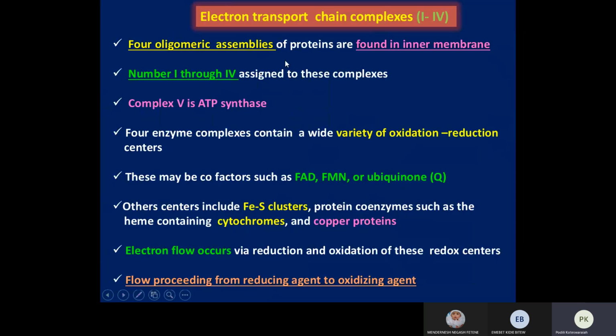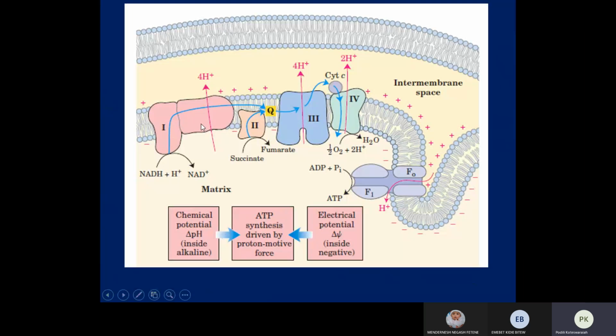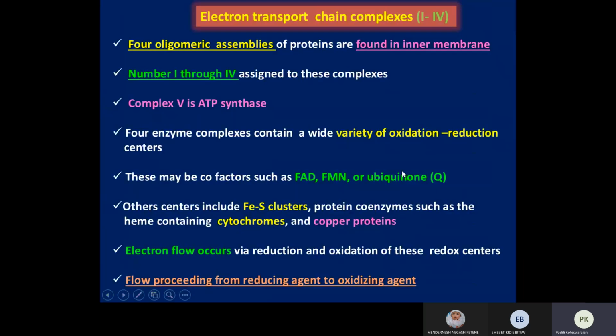There are 4 oligomeric complexes present in the inner mitochondrial membrane. They are also called complex 1, complex 2, 3, and 4. In addition to this, there is another complex, complex 5, that is also known as the ATP synthase. All these complexes you can see here, 1, 2, 3, 4, and this is the ATP synthase, complex 5.